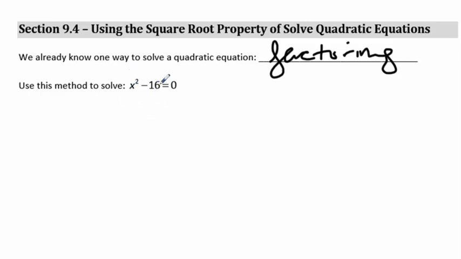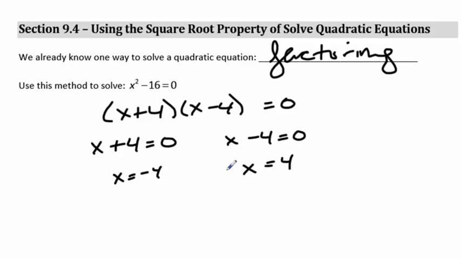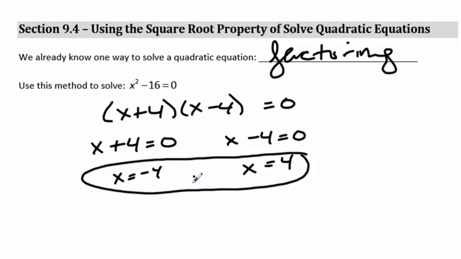This is a difference of two squares, so it's going to factor into x plus 4 times x minus 4 equals 0. And since you've got a product equal to 0, you can set each part of the product equal to 0. So x plus 4 equals 0 and x minus 4 equals 0. Subtracting 4 from each side gives you x equals negative 4, and adding 4 to each side gives you x equals positive 4. So this equation has the two solutions, negative 4 and positive 4.